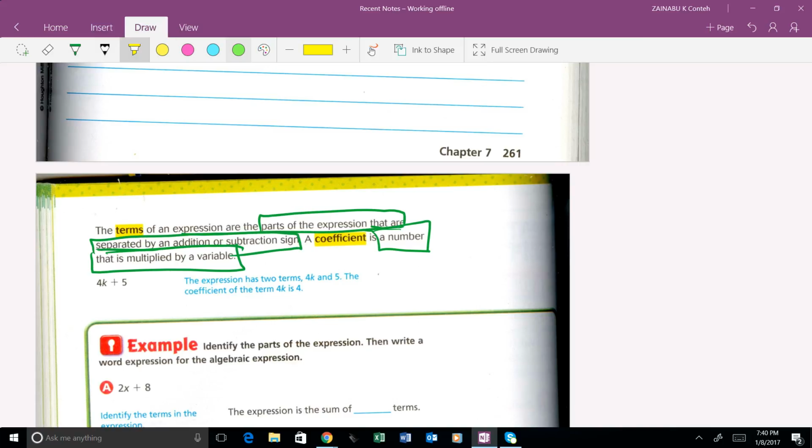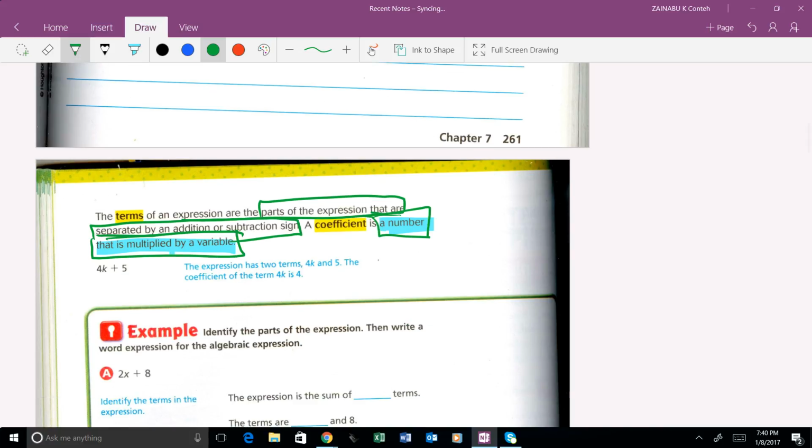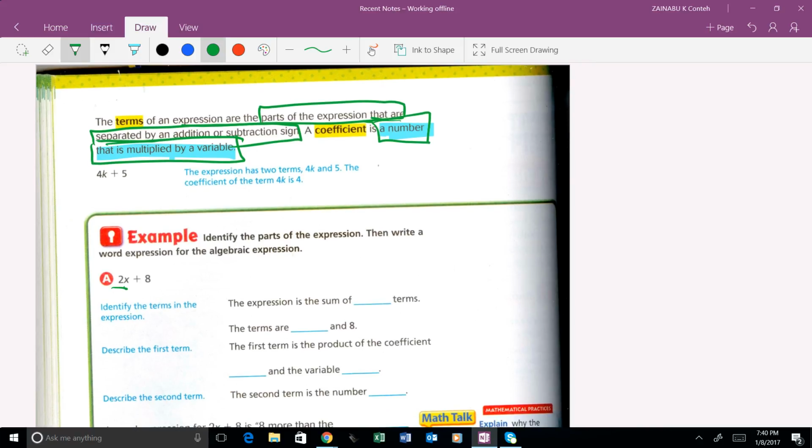So we've got terms, parts of the expression that are separated by addition or subtraction sign. Coefficient is in fact the number that is multiplied by a variable. Okay, so identify the parts of the expression, then write a word expression for the algebraic expression. No problem, we got this. 2x plus 8. Well, the expression is, what is it? It's the sum of two different terms, right? Because we've got this addition symbol, so we know it's the sum of. And those terms happen to be the term 2x, because remember, it's separated by this addition sign, so that's a term. And then the other term is 8.